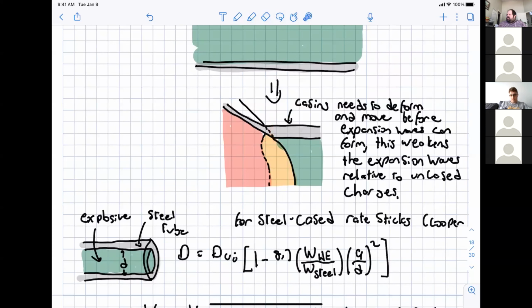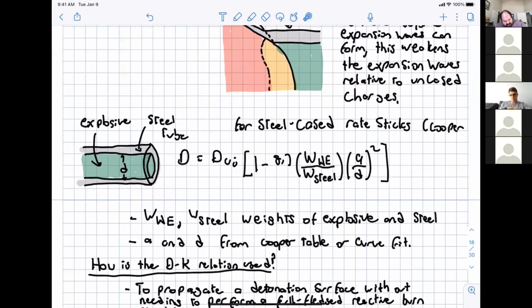Then after the casing gets pushed out of the way, the gases can expand. But it takes time and distance for this casing to be pushed out of the way because it's really heavy, and it also has strength. And so the fact that the casing is there or not there changes how these expansion waves form and propagate inside of the reaction zone. And so the correlations for a steel-cased rate stick are completely different.